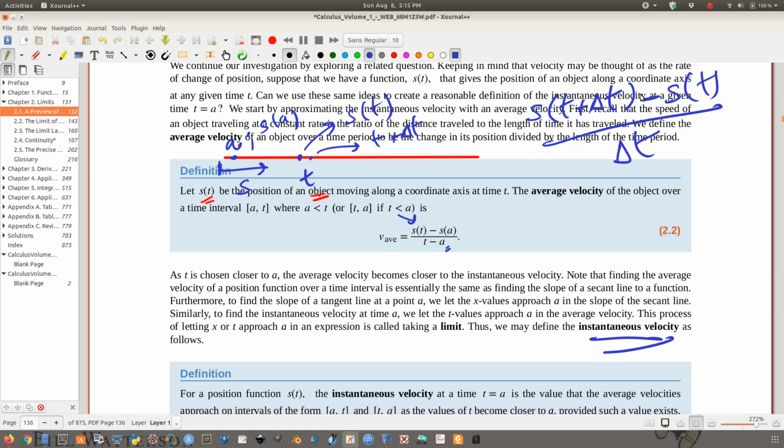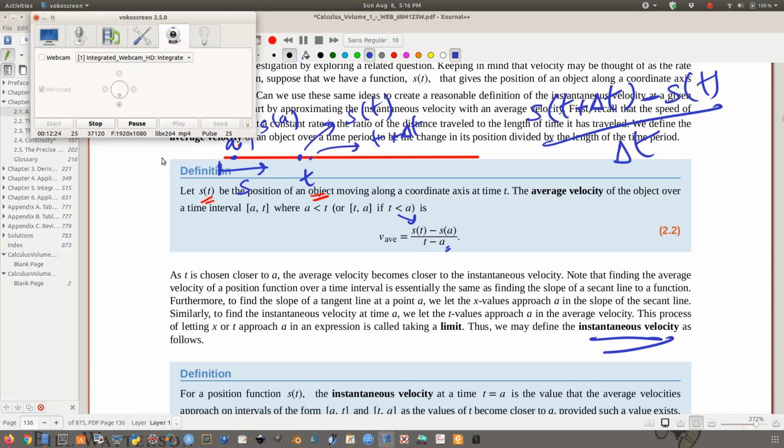If we take the point x and the next point, we had the point A, then we took x. If we take x closer and closer to A, we are approximating the slope better and better. Same thing here.